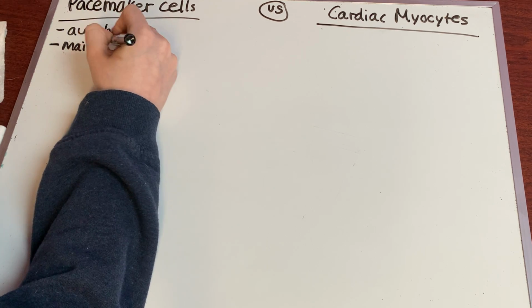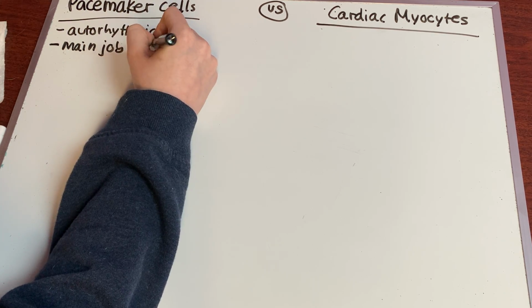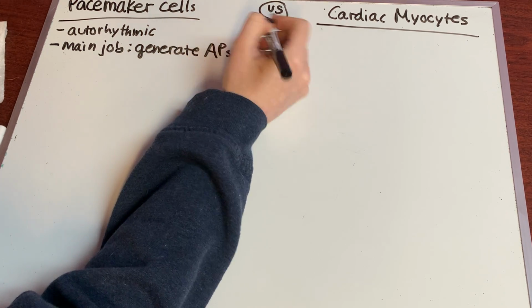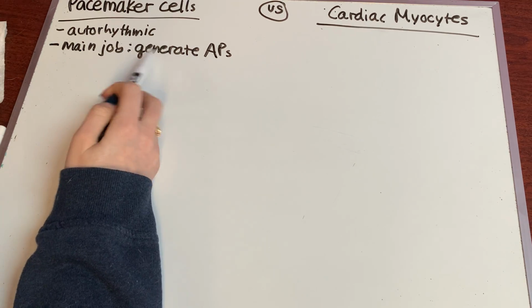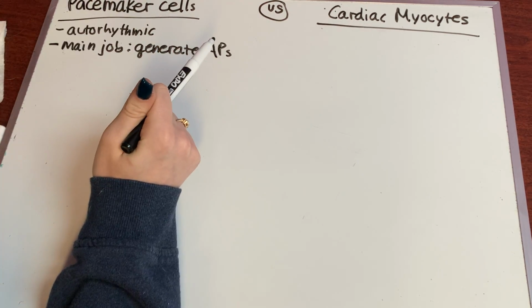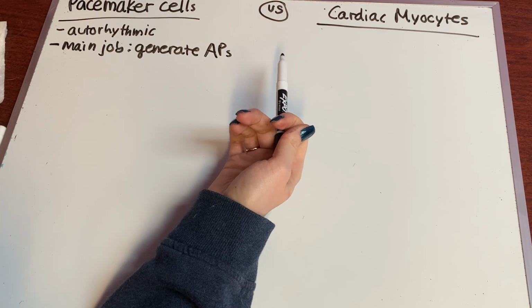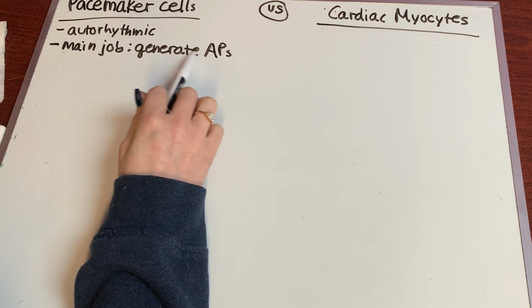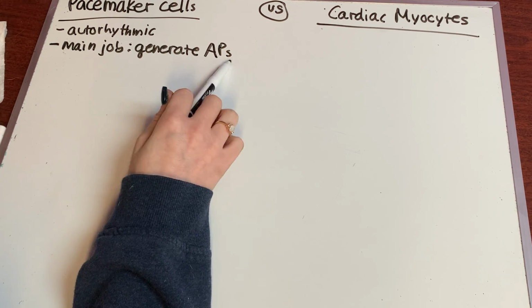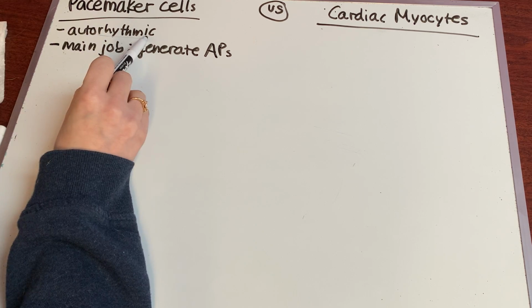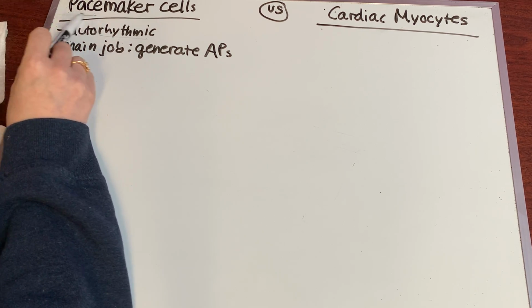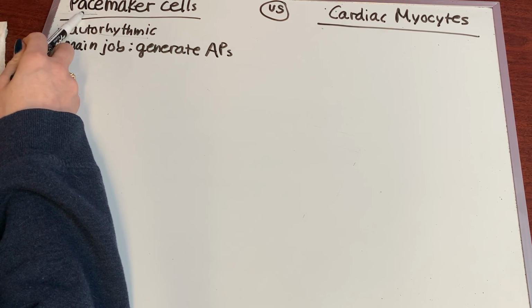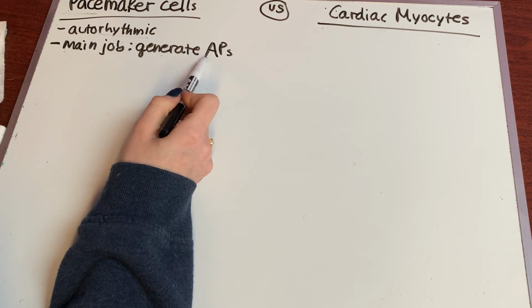One second, let me just write this out real quick. I'm putting APs for action potentials. So if you're creating action potentials, that creates a wave of depolarization and then contraction can follow. And so by being responsible for generating action potentials, you're really creating the rhythm or setting the pace for your heart rate.